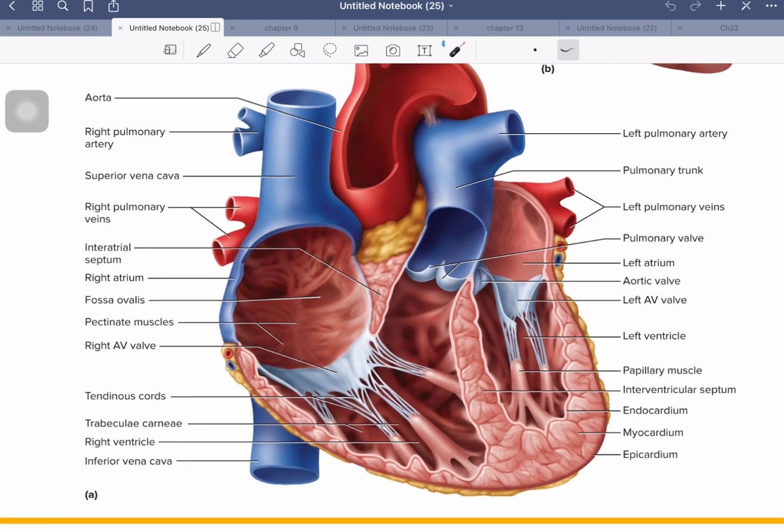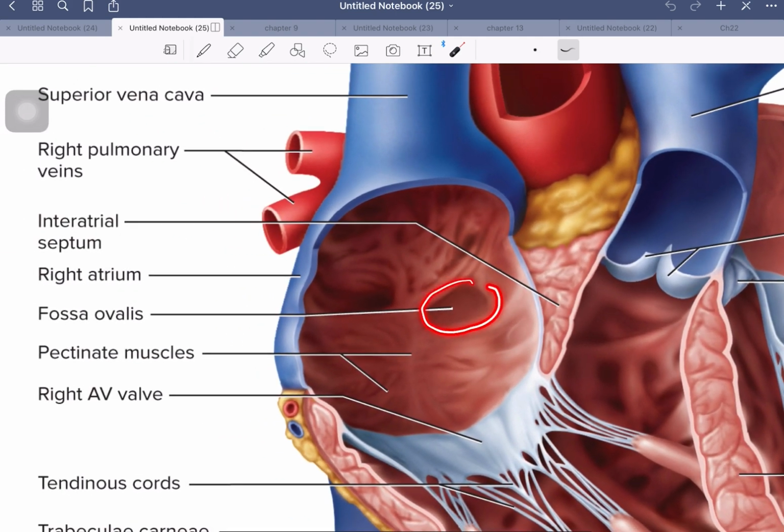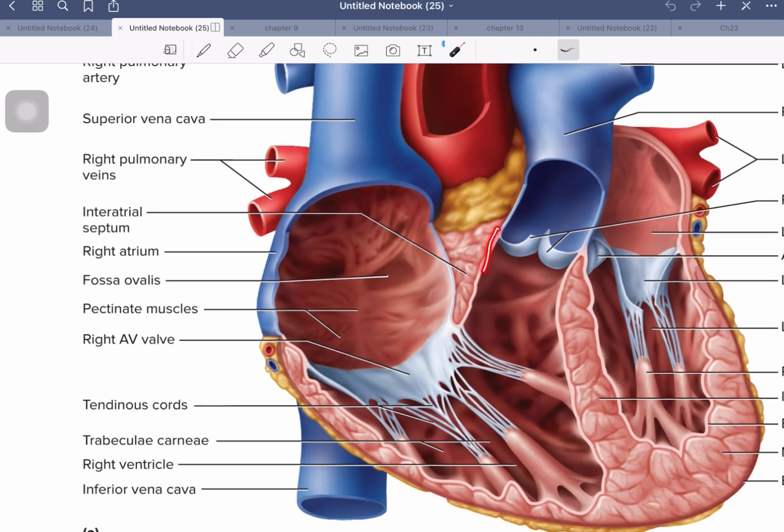Up here, we can have a look at the right atrium. And in the right atrium, we can see that there are ridges. These ridges inside here are called the pectinate muscle. And another structure we can see right here is the fossa ovalis. This is a shallow depression. Now, originally during fetal development, this was actually a flap valve that allowed blood from the right atrium to cross over to the left atrium. Because, of course, a fetus does not have to use their lungs for oxygenation because they're getting oxygenation through the placenta.